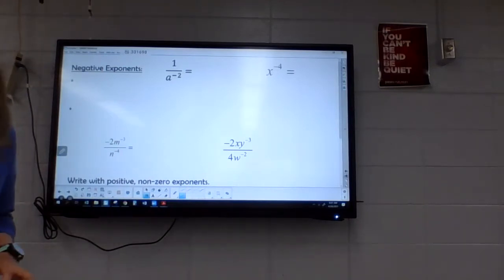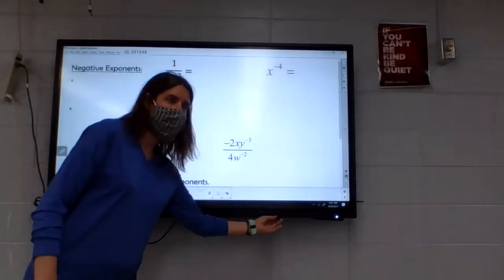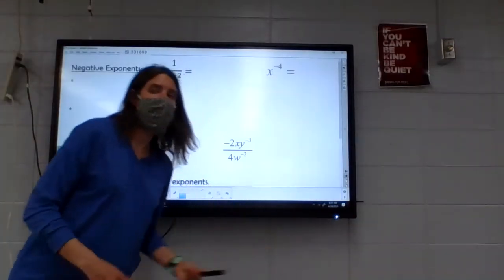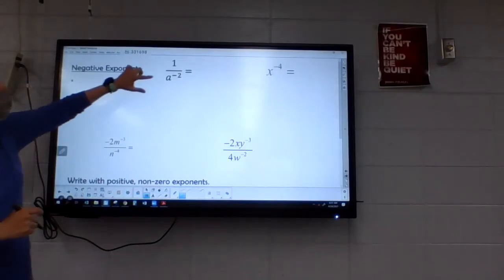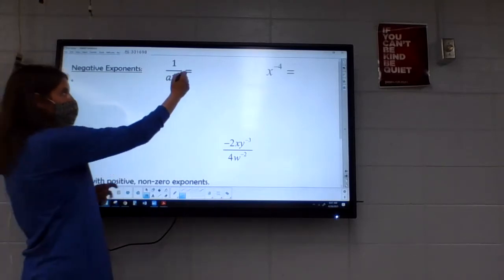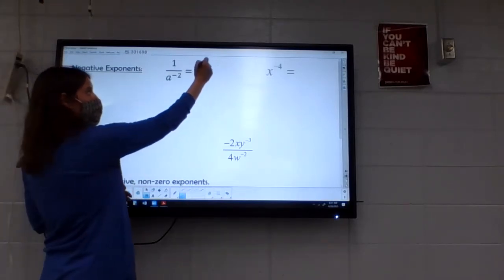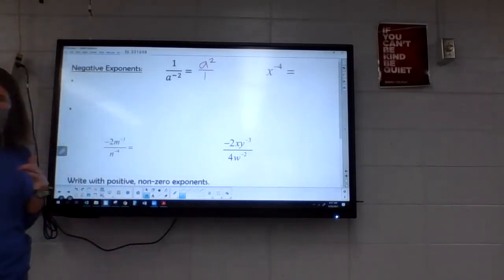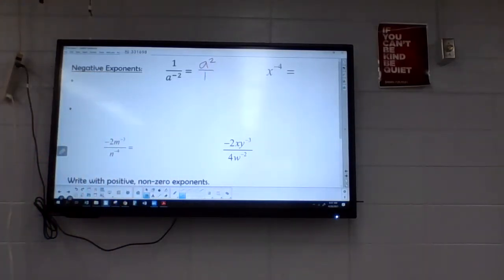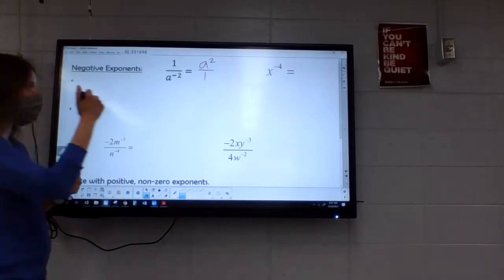So what the negative exponent does is it basically switches where the base is in the fraction. So this one's currently on the bottom. In order to make it positive, I'm going to move it to the top. Almost like a reciprocal, but not quite. So it moves it to the top of the fraction.